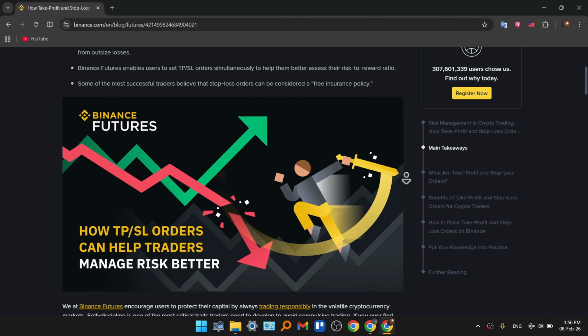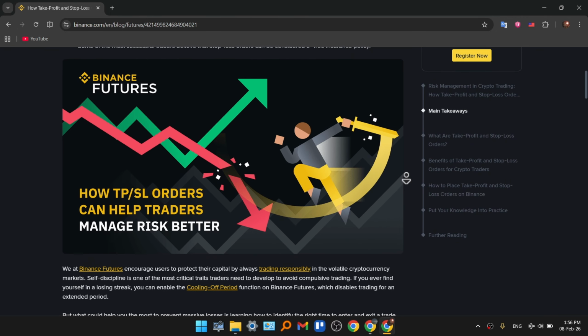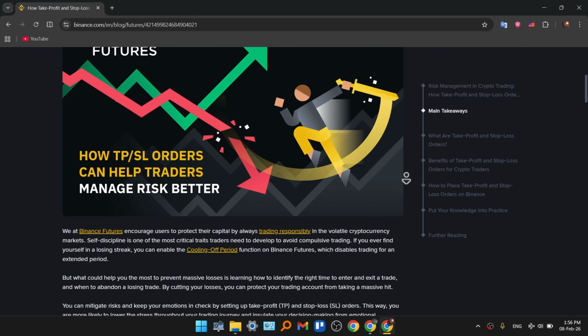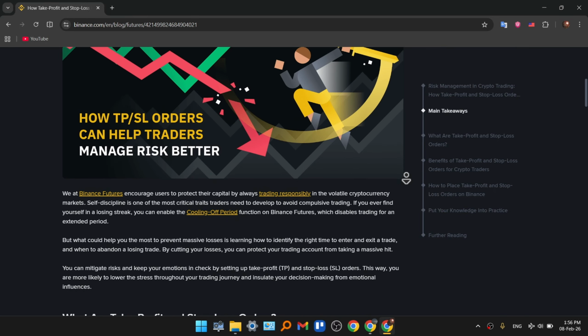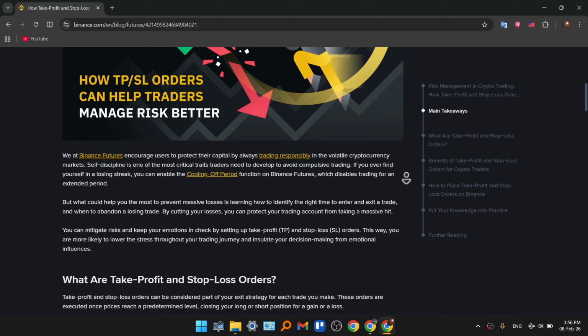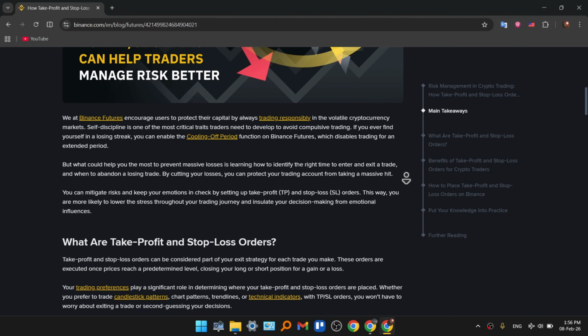Fill the fields: stop price, the trigger level; limit price, the actual sell price; and amount, how much crypto to sell. When the price hits the stop level, Binance places the sell order automatically.